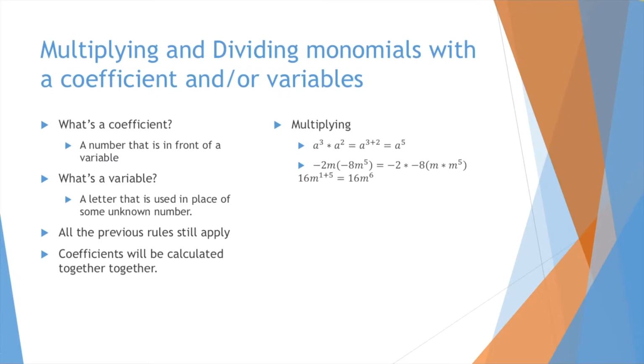Now here's one with coefficients and variables. Well, I'm going to take those coefficients out in the front and multiply them together because that's just a normal expression. But I'm going to keep the like base of m separate and use my exponent rule of multiplying like expressions together, meaning we're going to add the exponents. So I have negative 2 times 8 gives me positive 16. Then I have m to the first plus 5 gives me 16m to the 6th power.